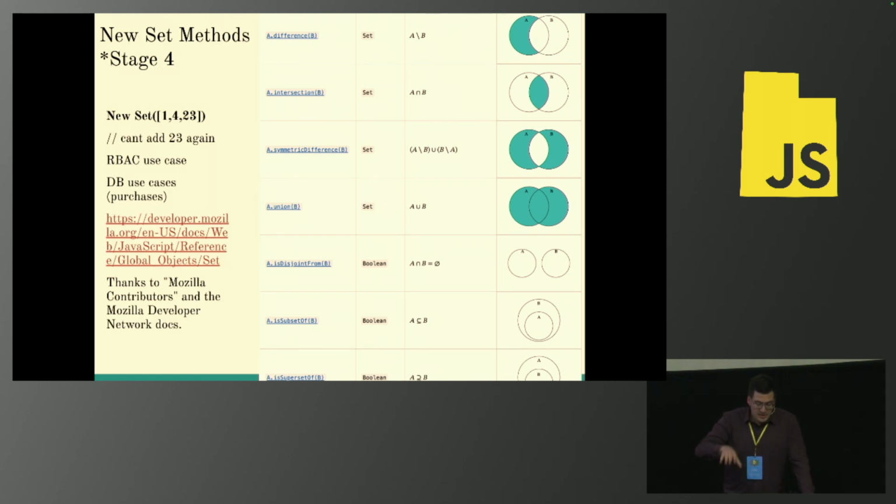These diagrams for the different set methods came from MDN. Mozilla does a great job with their developer network docs of demonstrating different concepts. So if you're ever wondering how to use a new API, typically their docs are pretty good. I used their visualizations on the right because I didn't want to make them myself. But we'll have these new set methods. Just as a refresher, if you don't remember what a set is, it only has unique elements. So for example, if I have the set 1, 4, and 23, I can't add 23 again.